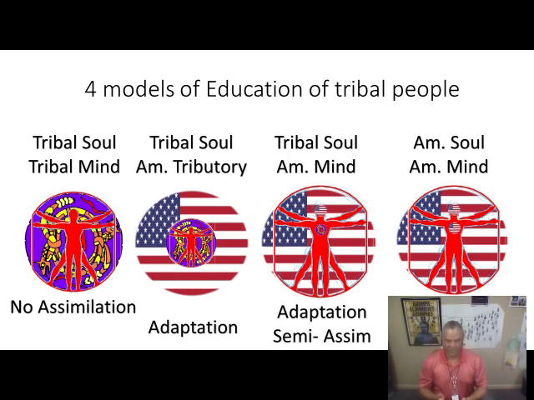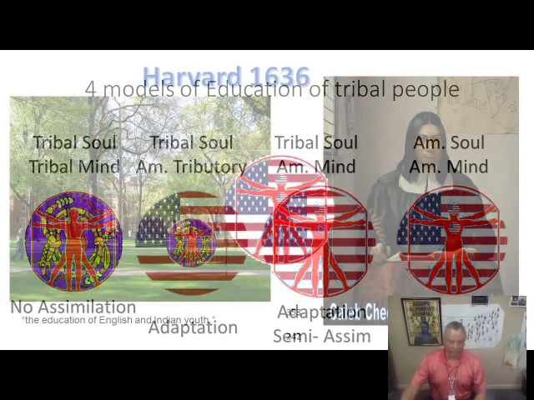Another was an adaptation. That's where tribes accepted that they were going to be part of the American tributary experience. Another was semi-assimilation. That's where tribes were allowing their children to maintain their tribal soul, but hopefully develop the American mind. And the fourth is what the United States was wanting at the time when they formed a lot of these policies, and that is total assimilation. That is where the tribes completely abandoned everything tribal.